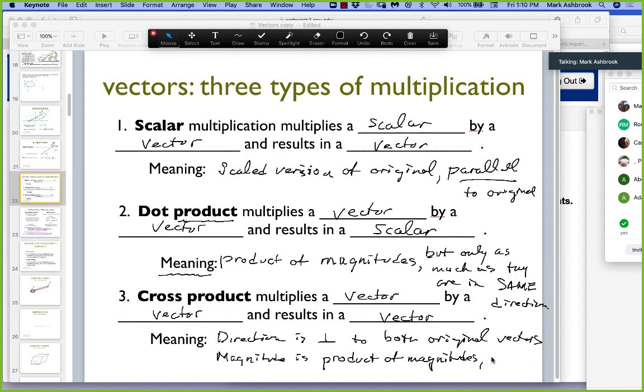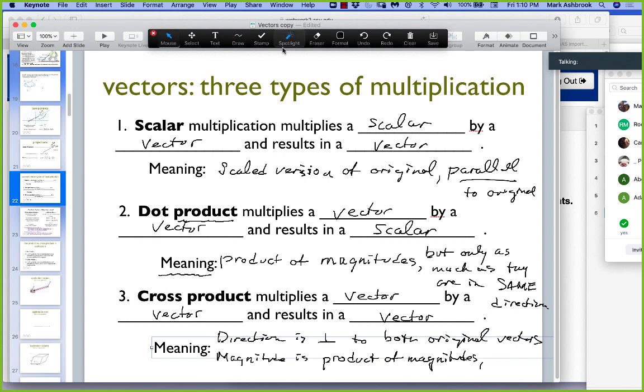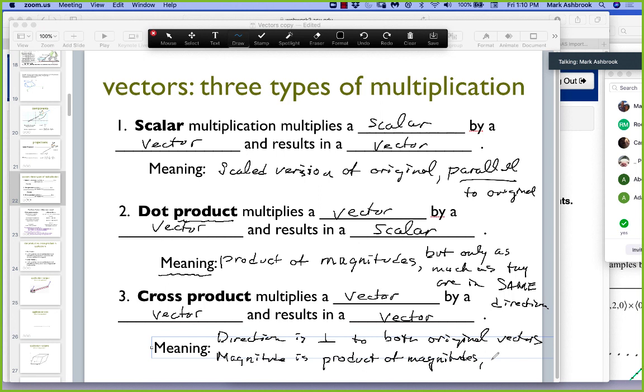But now it's not as much as they're in the same direction, but I'm running out of room, so I'm not going to write anymore. You'll have to write this. But as much as, what he said, they're orthogonal to one another, right? So the magnitude of the cross product is like the dot product in that it's a product of the magnitudes, but it's kind of the inverse situation. Now it's as much as they're orthogonal. So when they're orthogonal, you get the actual product of the magnitudes, and when they're parallel, you get zero.